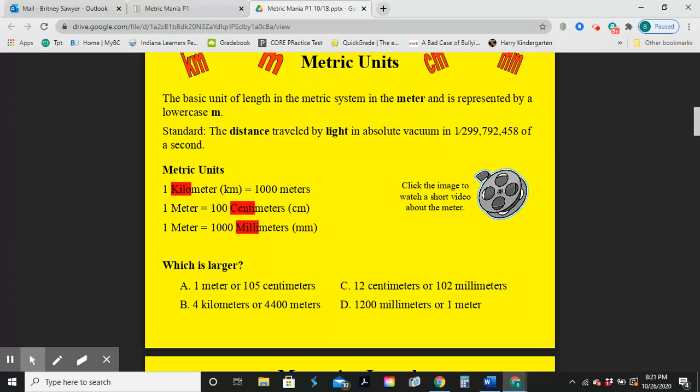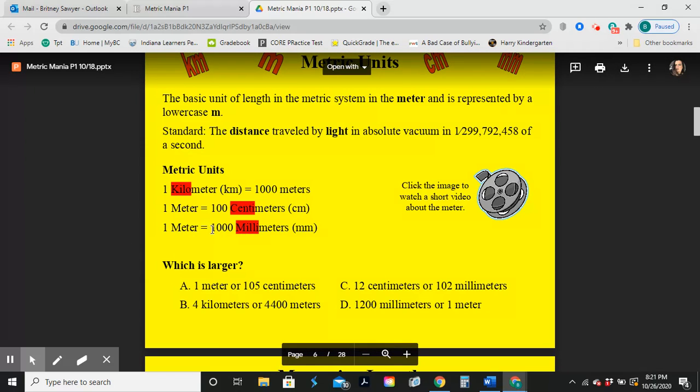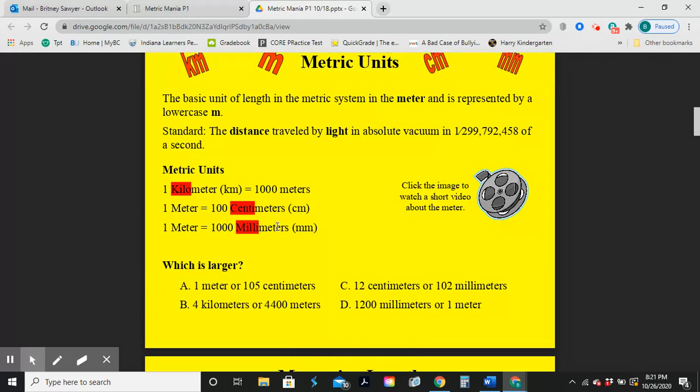Centi is 100. Centimeters, also expressed as cm. Then we have 1 meter equals 1,000 millimeters, okay? So 1/1000th is milli, 1,000. So it's also expressed as mm.